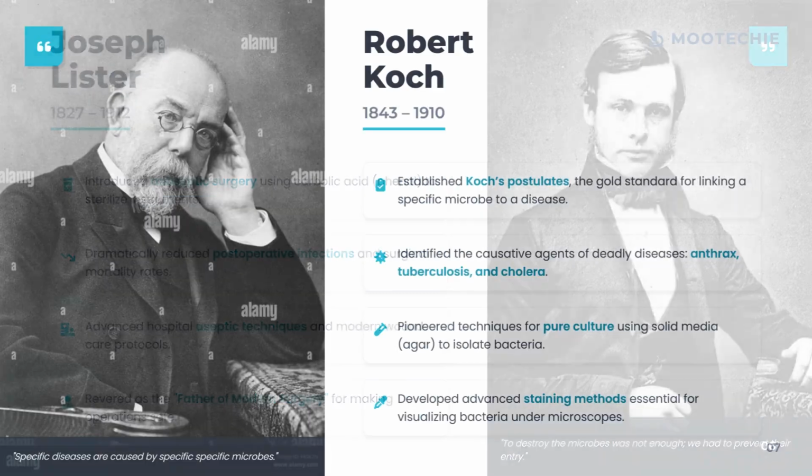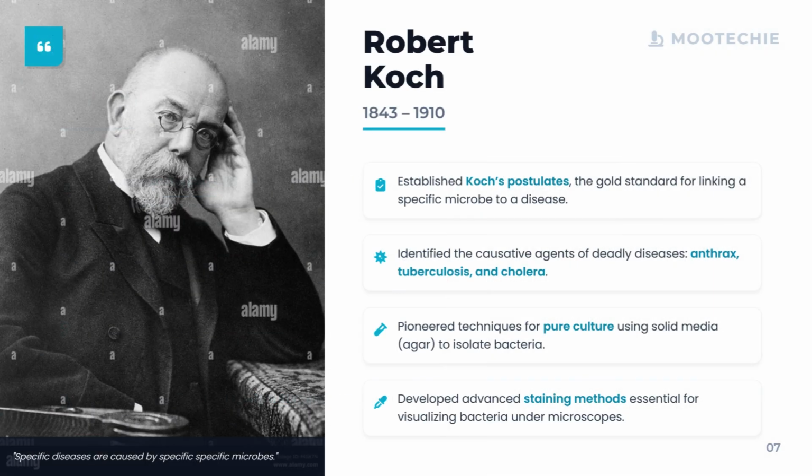Here we have Robert Koch, 1843 to 1910. He established Koch's postulates, the gold standard for linking a specific microbe to a disease. Koch identified the causative agents of deadly diseases: anthrax, tuberculosis, and cholera. He pioneered techniques for pure culture using solid media like agar to isolate bacteria. And he developed advanced staining methods essential for visualizing bacteria under microscopes. Koch gave us the tools to pinpoint the exact microbes behind infectious diseases.